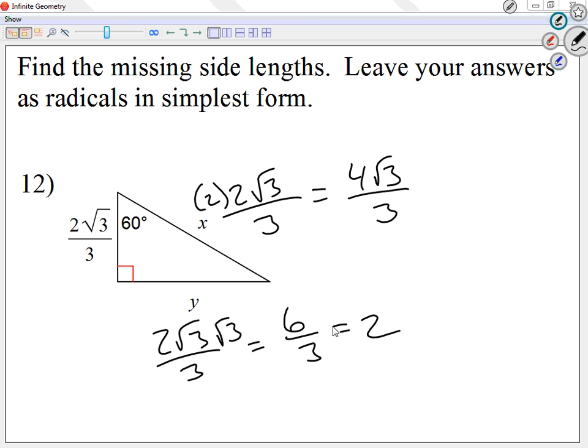I mean, you guys see where I got my 6, right? So the short side going to the hypotenuse is multiplying by 2? Yes. And then divide by 2? Yes. Wait, so when you went to x, did you just multiply by 2? Yeah, just multiply by 2. And then with y, you divide by 3? Multiply by radical 3. Oh, multiply by 3. Yeah.